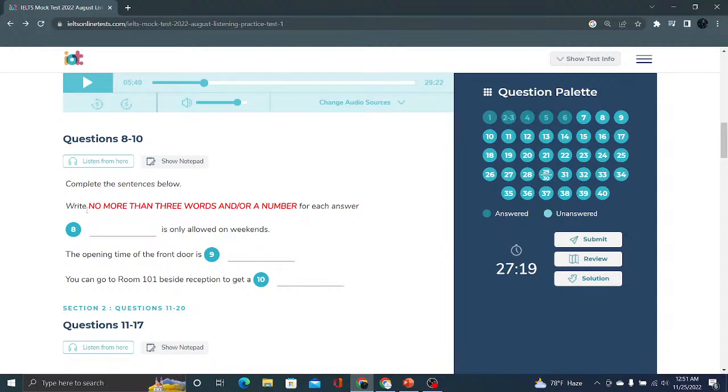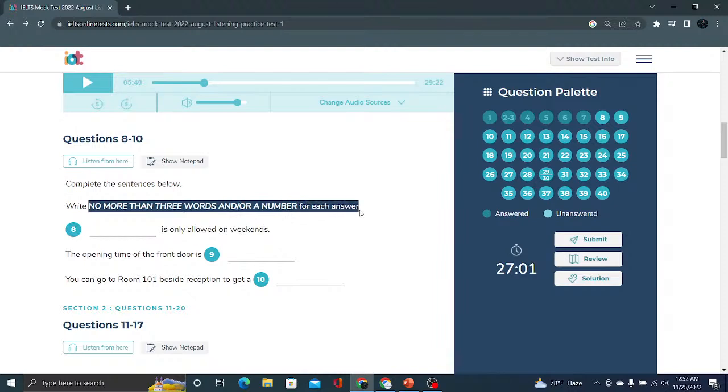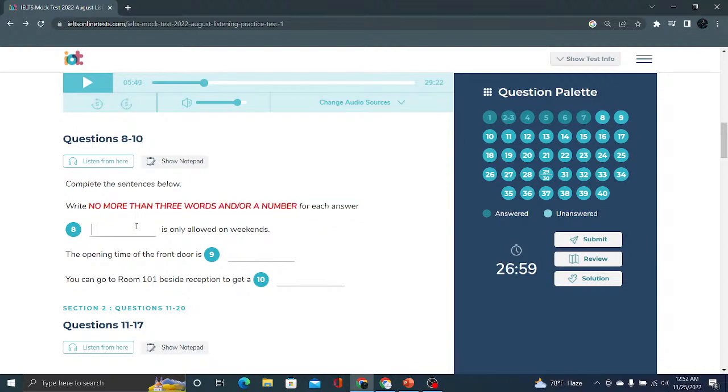Now let's move on to questions 8 to 10. So here's another instruction for us. No more than 3 words and/or a number for each answer. Something is only allowed on weekends.